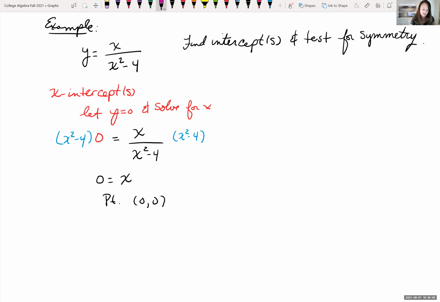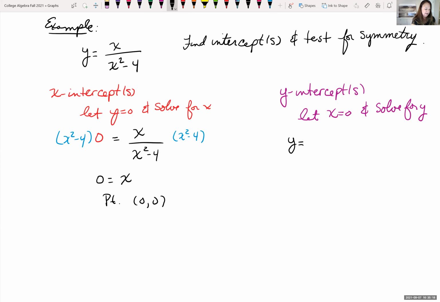So for my y-intercept, we're going to let x equal 0 and solve for y. So we got y is equal to 0 all over 0 squared minus 4.